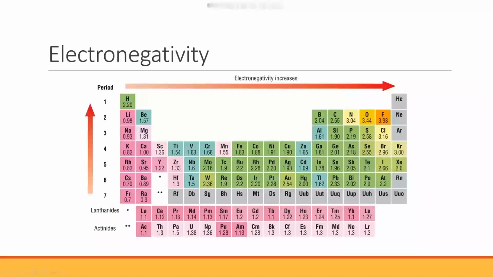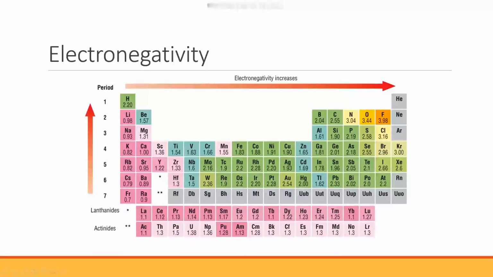And here you'll see the trend. This is just one of few scales used for electronegativity. Regardless of which scale for electronegativity is being used, you'll always see that fluorine is the most electronegative atom, meaning that it holds on to bonding electrons significantly more than any other element.